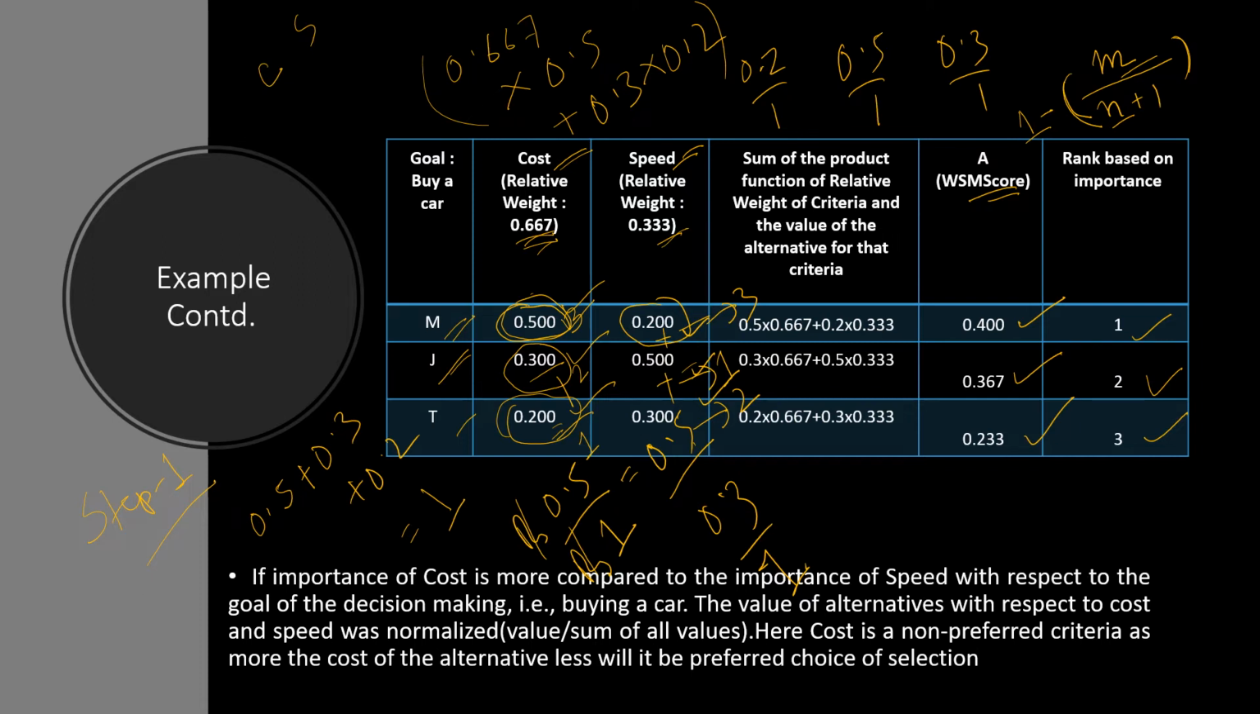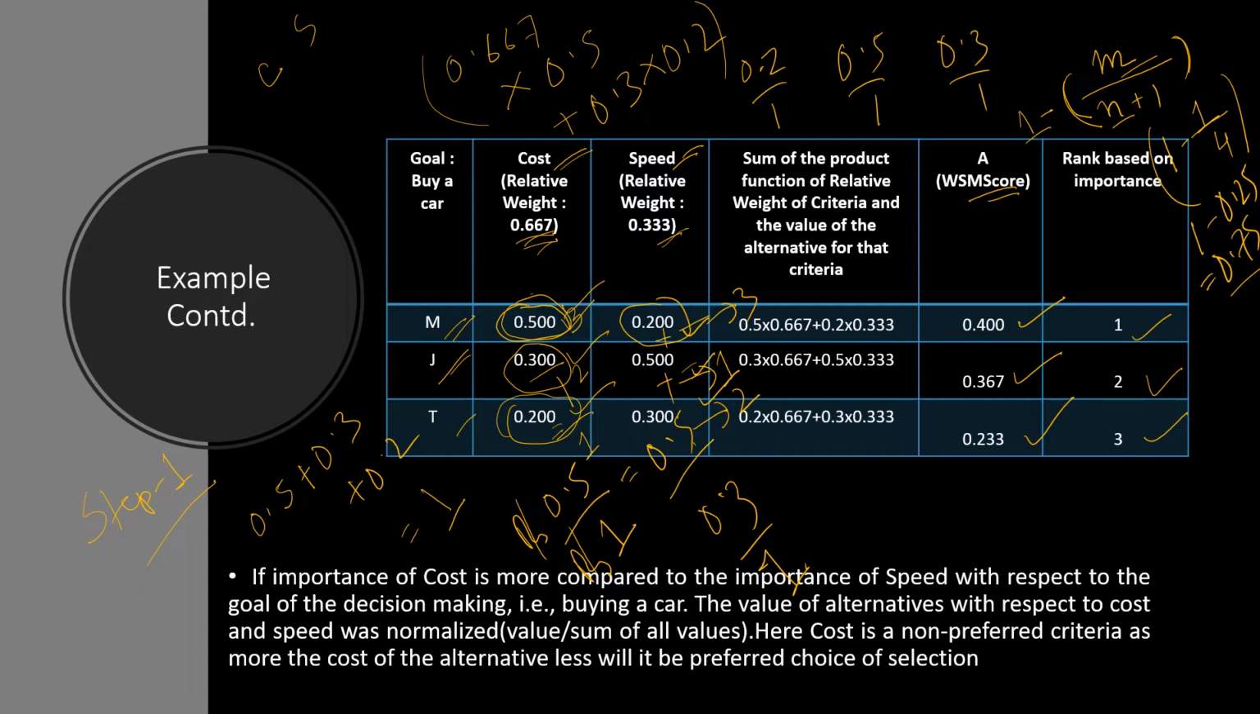Take the example of Toyota for cost. So here rank is 1, m is equal to 1. So 1 I will keep. N is 3, the number of alternatives there. So n plus 1 will be 3 plus 1, 4. So 1 minus 1 by 4. So it will be 1 minus 0.25, which comes to 0.75. You see, this is the least rank, and it gets the highest value. That is what we want.